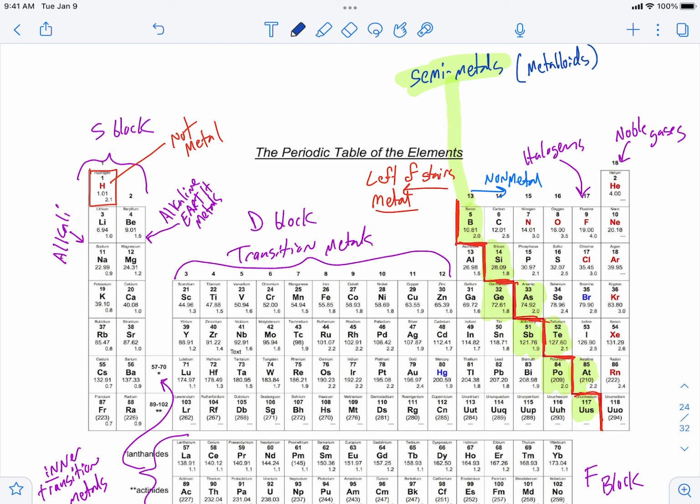Now notice there's one element I didn't really highlight there. Aluminum. I didn't highlight aluminum because aluminum does not really have non-metallic properties. It's mainly metal, so it's not really considered a metalloid. It's just considered a through and through metal. But pretty much everything else there that's touching that staircase line is in between.